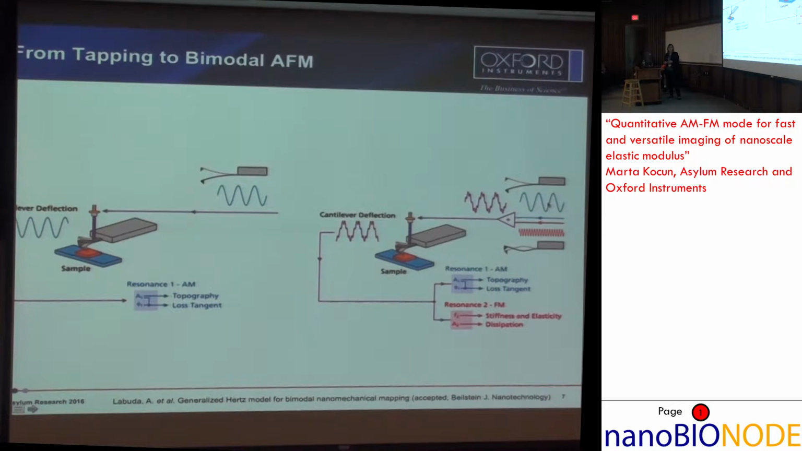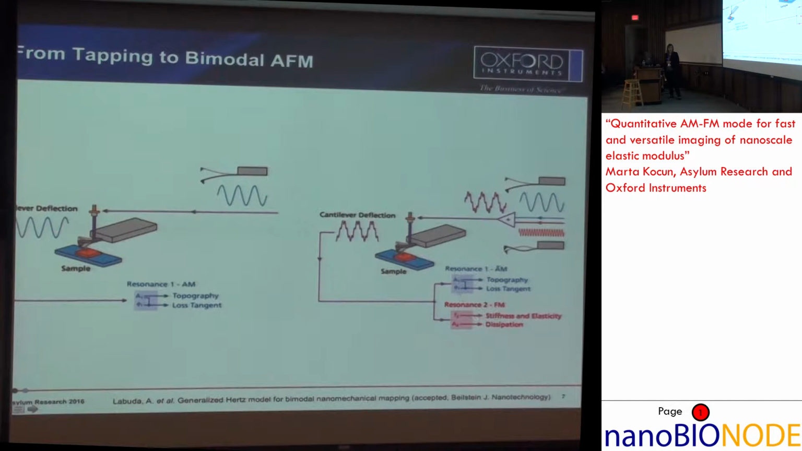Just to make sure that they don't overlap each other, it just becomes a small wiggle on top of the first signal. So we sum the two signals together. It is sent to the cantilever. The cantilever interacts with the sample. There's some change of the signal, and then from there on we extract the information.